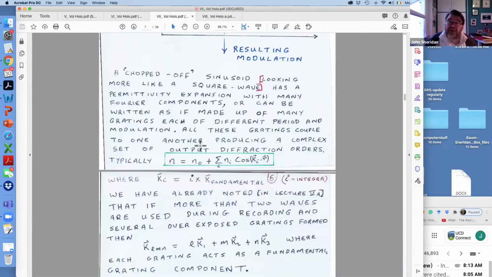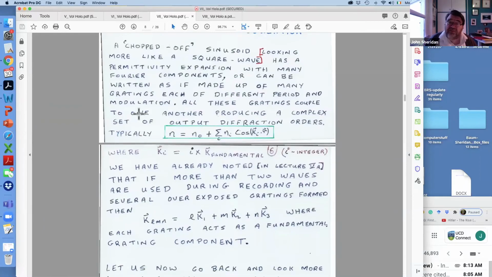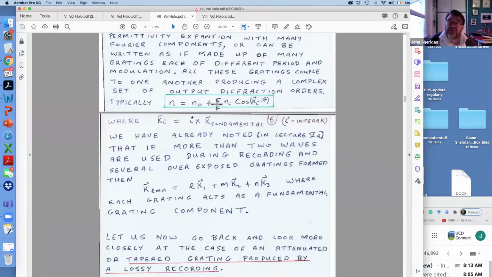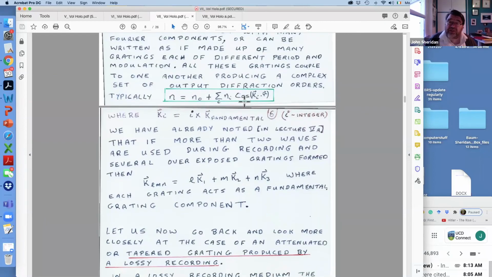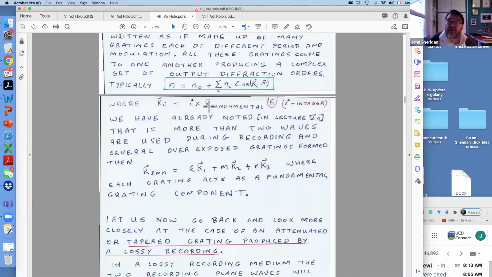A chopped off sinusoid looking more like a square wave has a permittivity expansion with many Fourier components, or can be written as if made up of many gratings, each of different period and modulation. All these gratings couple to one another, producing a complex set of output diffraction orders. So again, we're back to this idea of having these H grating components, and they've all got this particular phase relationship with respect to one another. It's fixed, where Ki is equal to I times K, the fundamental.